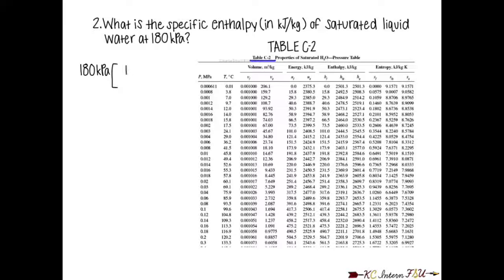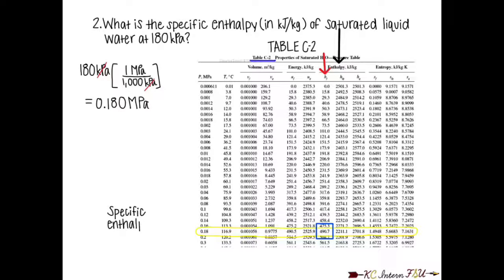Question 2. What is the specific enthalpy in kilojoules over kilogram of saturated liquid water at 180 kilopascals? Using table C2 and locating a pressure of 0.18 megapascals, the enthalpy can be determined. Since the phase is saturated liquid, we will use hf. The specific enthalpy is found to be 490.7 kilojoules over kilogram.